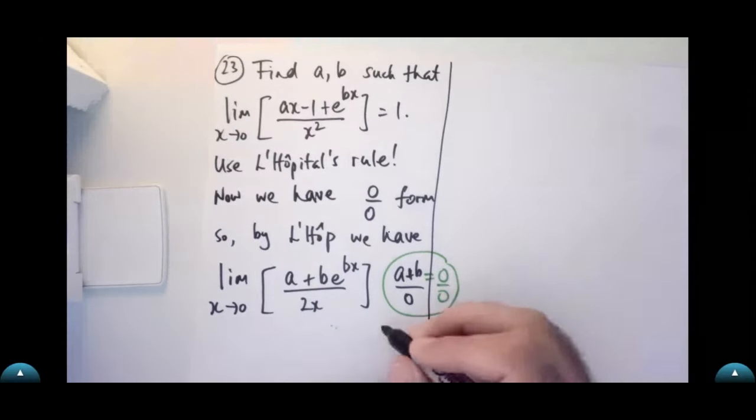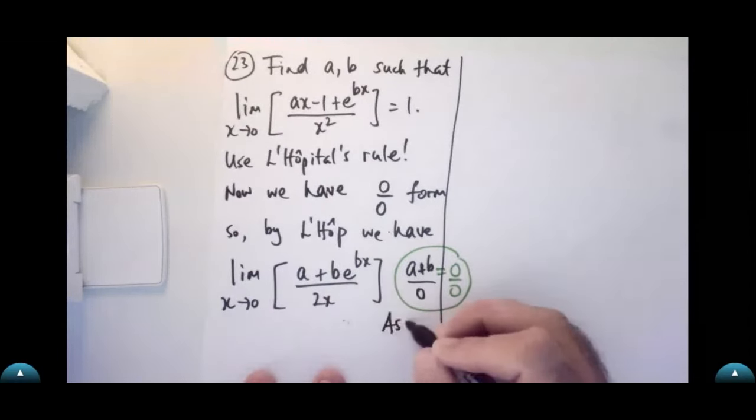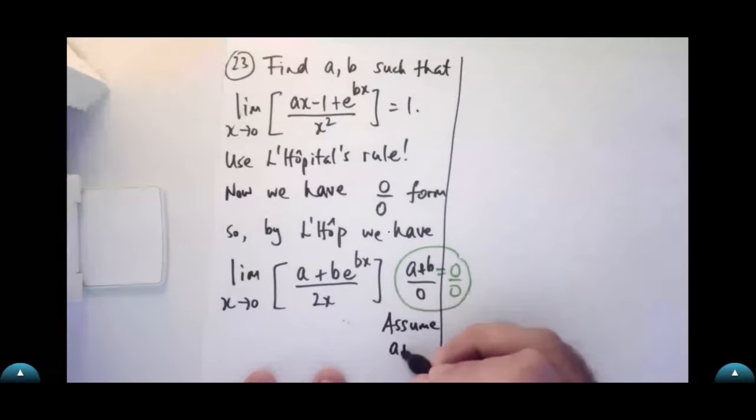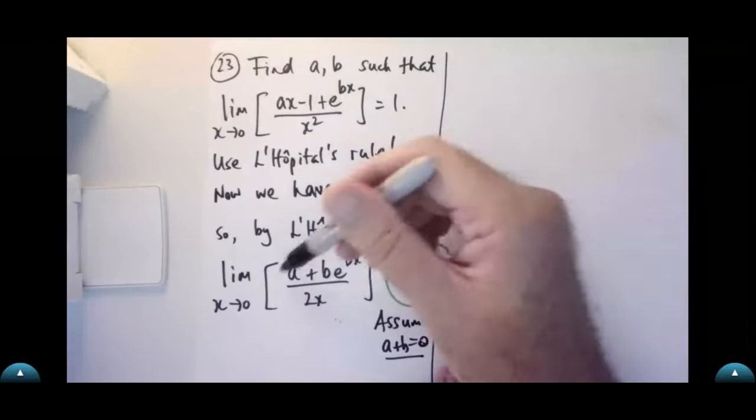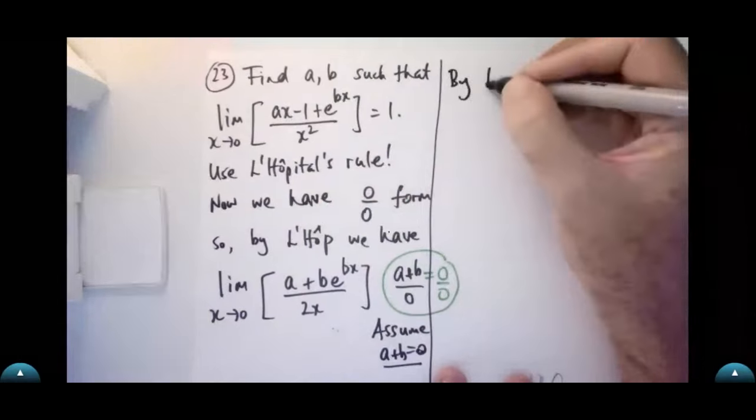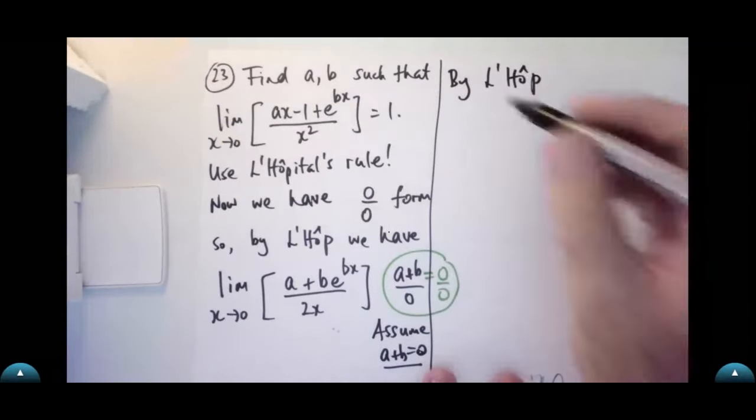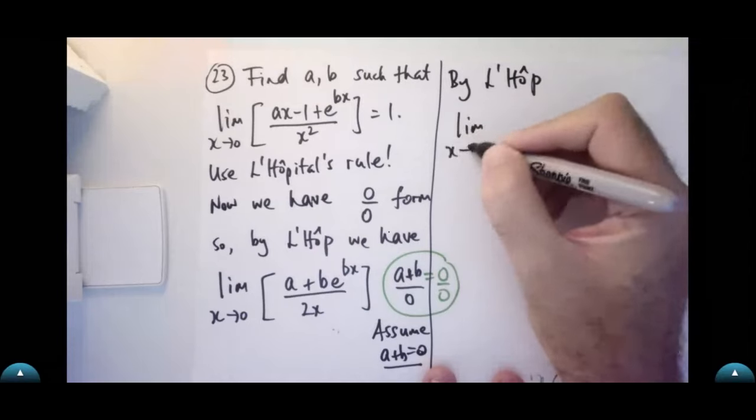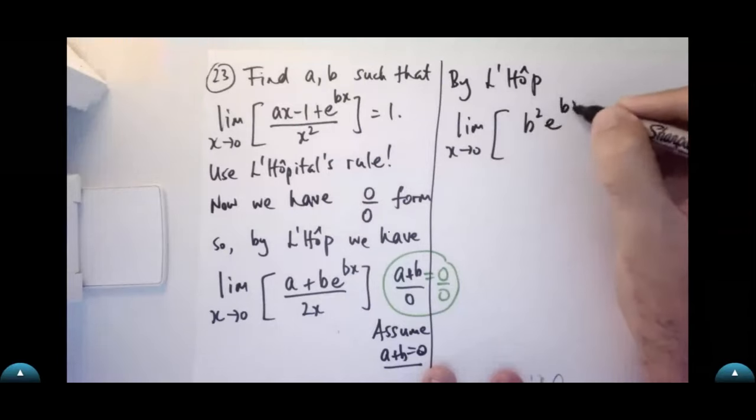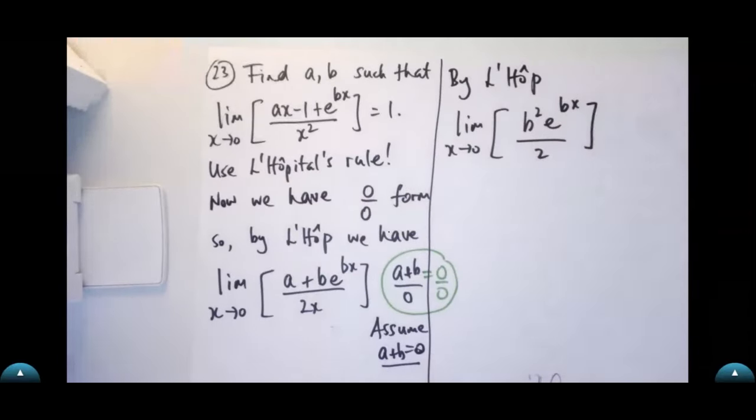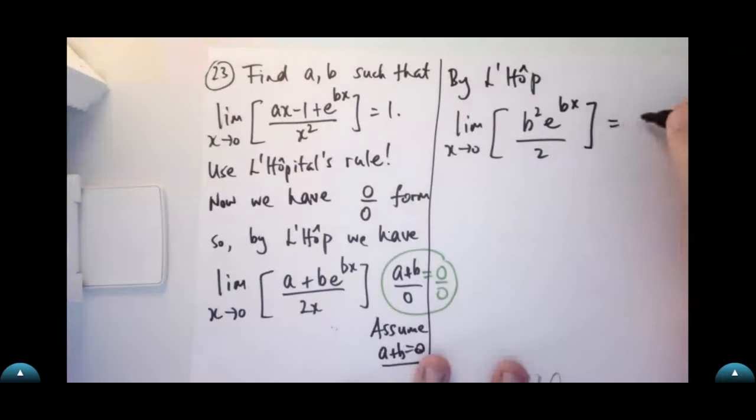So let's assume a plus b equals 0. That means that we can apply L'Hopital's rule again. So we differentiate the top, we get b squared e to the bx all over 2. And so if we put in x equals 0, I'll get 1 and b squared on 2. So we can stop there.